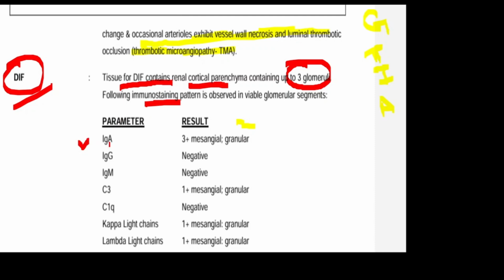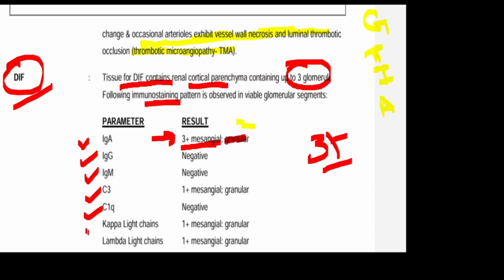They have put IgA showing 3 plus; the fluorescent material is binding to IgA. 3 plus. Where is it binding? It is binding in the mesangial area. This granular pattern, no need to focus right now. IgG is not at all binding, which is negative. IgM is also not binding. C3 is 1 plus. Here, 3 plus means significant. C1q is also not binding. Light chain is also very minimally binding.